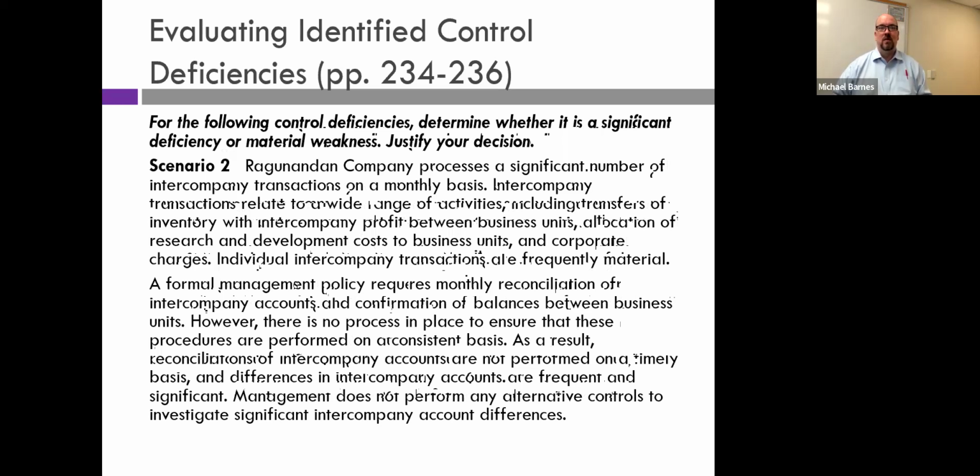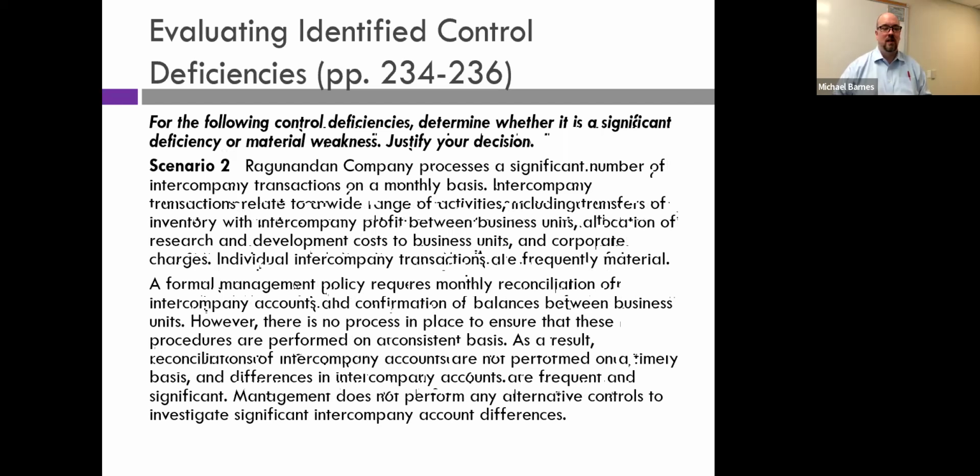All right. So our likelihood threshold here? Yes, okay, certainly, because it says that differences are frequent and significant, okay? Now, that word significant is misleading because we need to determine the magnitude of this particular scenario. All right, we know it's going to be at least a significant deficiency because it actually uses the word significant. But is this likely to result in a material weakness if left unchecked?